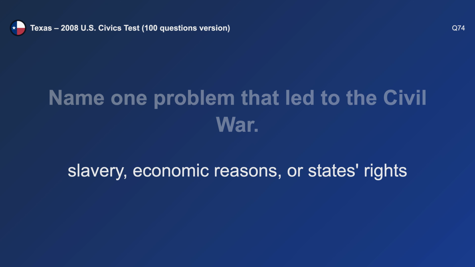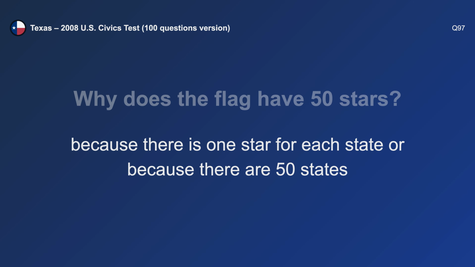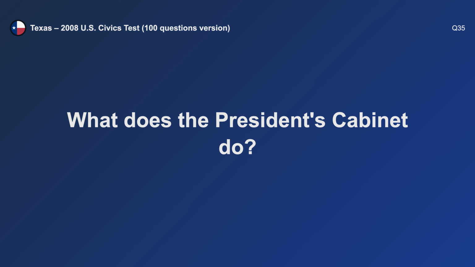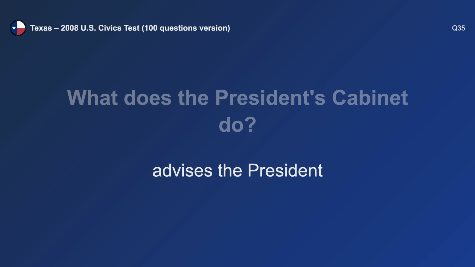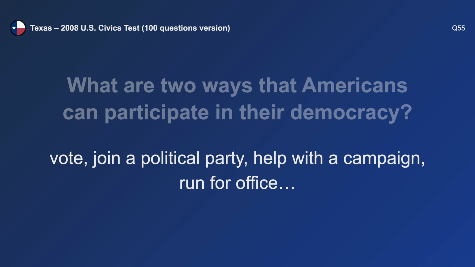Slavery. Why does the flag have 50 stars? Because there are 50 states. What does the president's cabinet do? Advises the president. What are two ways that Americans can participate in their democracy? Vote and run for office.